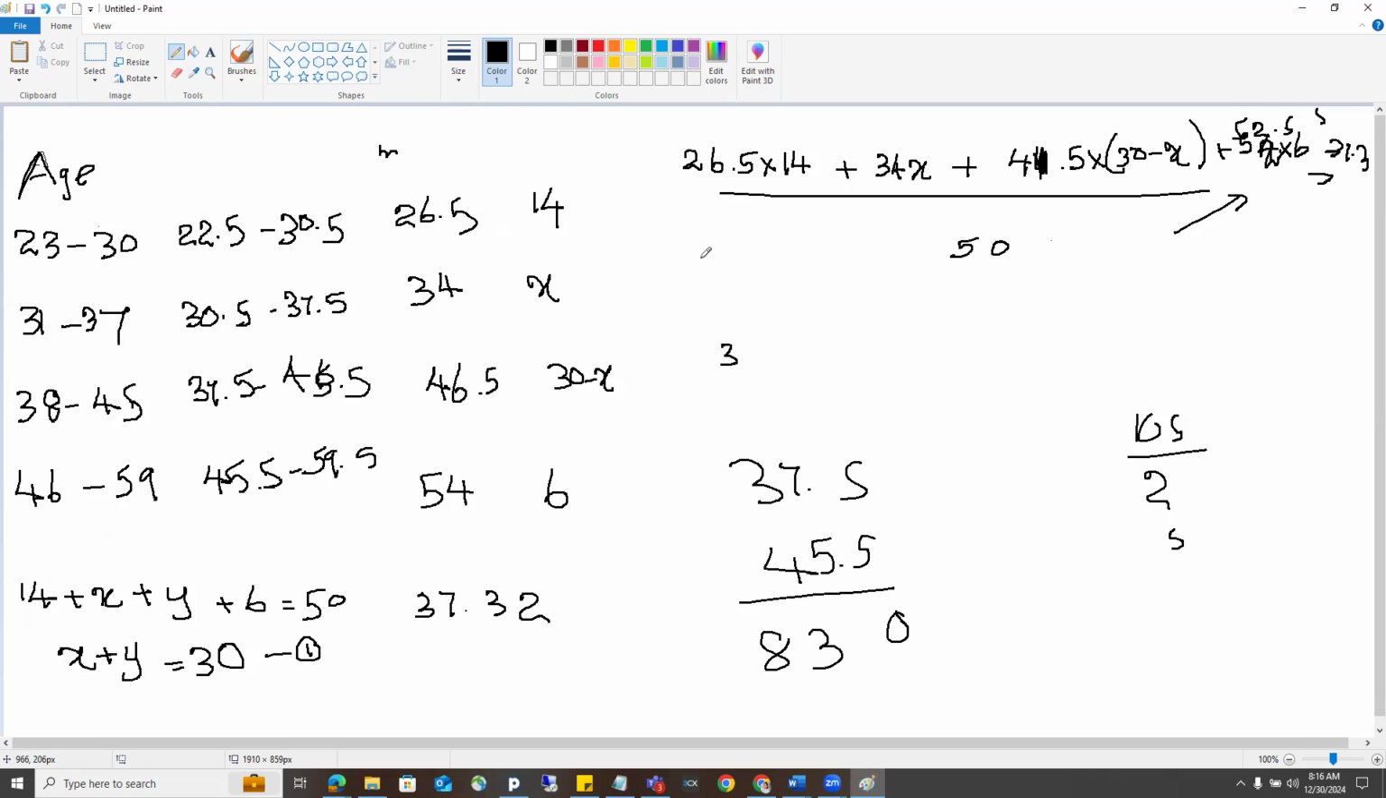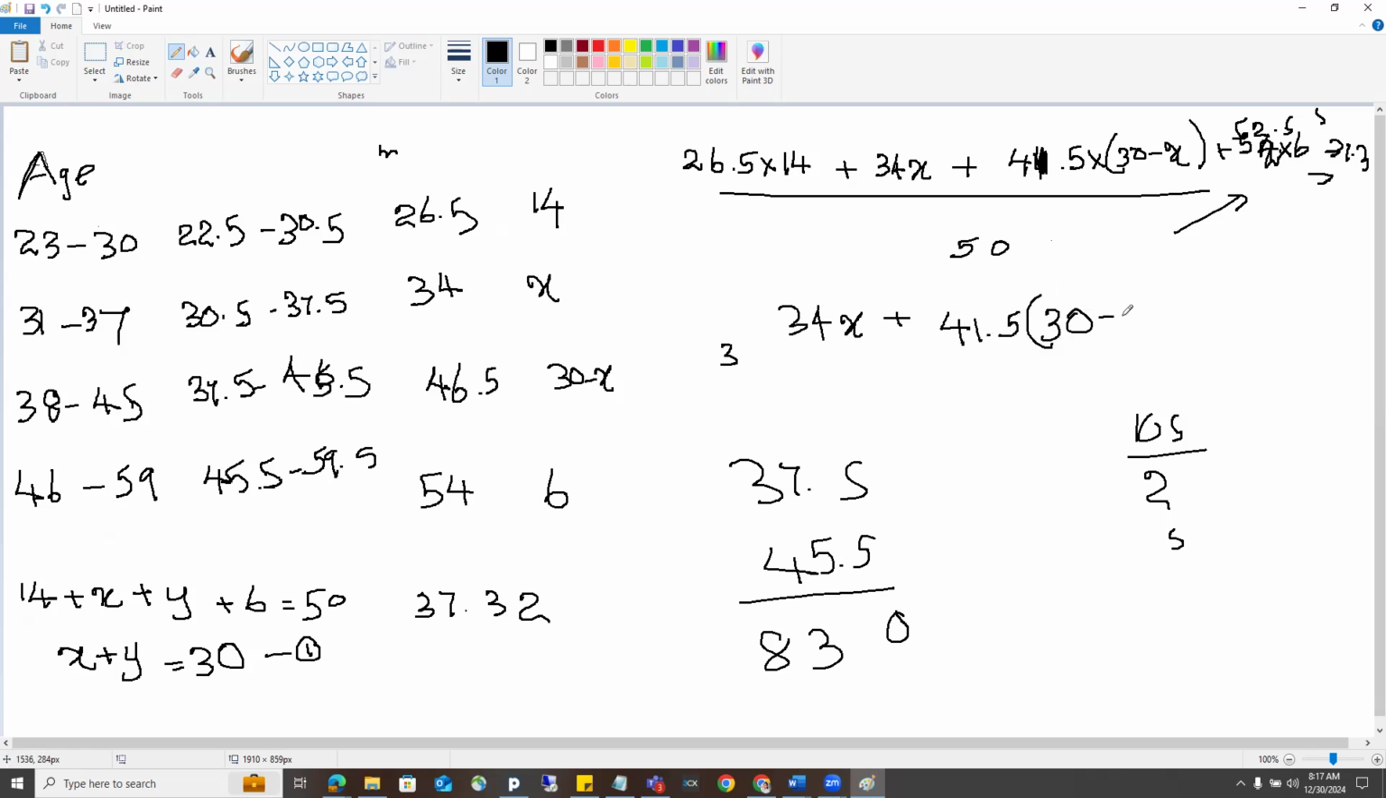Let me find it out from the calculator. So what we have: 37.32 into 50 minus, then we have 26.5 into 14, again minus, then we have 52.5 into 52.5 into 6. So if you simplify these, that is 1180. Then 34x plus 4.